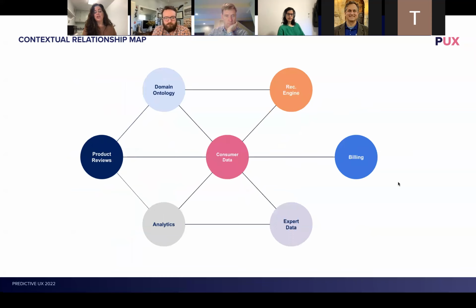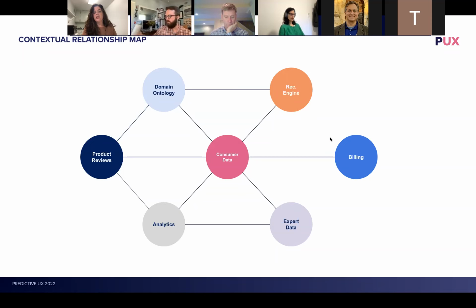So this slide shows you how some different pieces of data can connect together. So we always have consumer data, or it might be enterprise data if this is an enterprise application. You might have a domain ontology external to your organization, or it could be internal to your organization, things like product reviews and analytics and so on. Even experts, right? People who know, they may not be responsible for the domain ontology, but they're experts in the data and they have something to contribute to a system.